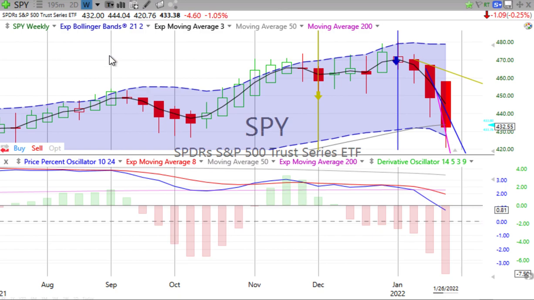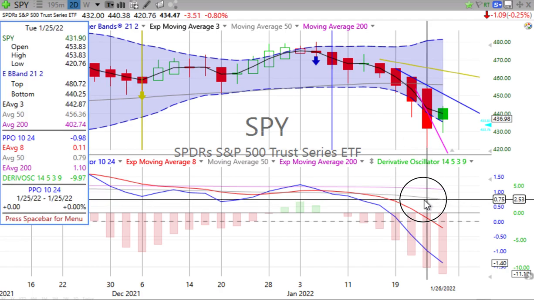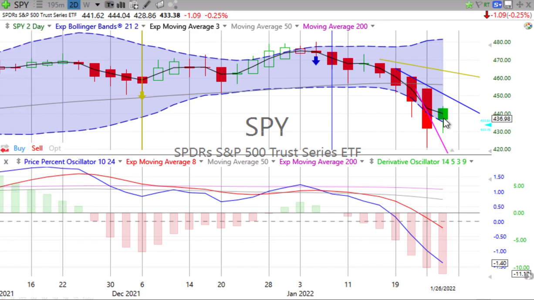Markets were all over the place. We'll look at that when we get to the 2-day. We get through the 2-day. We look at the latest 2-day candle. It represents just Wednesday. Solid green, a little bit of wick on top, longer wick on the bottom. It's a slowdown in the down movement. Still down though. Price percent oscillator, derivative oscillator heading down.